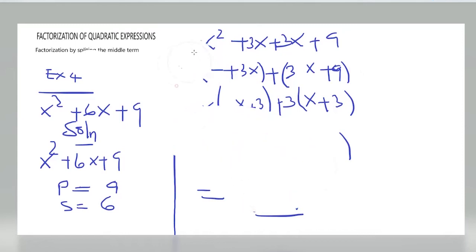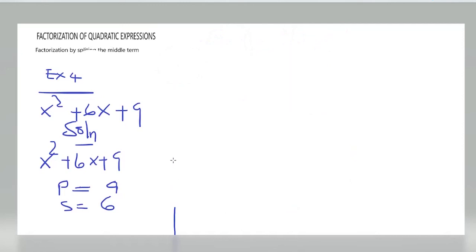Now final example. Now I'm going to give you a final example. Example number 5. Okay, now for example number 5. Now assume you have been given this question and I've told you to factorize by splitting the middle term. Now assume you have 3 minus 5a, then plus 2a squared.